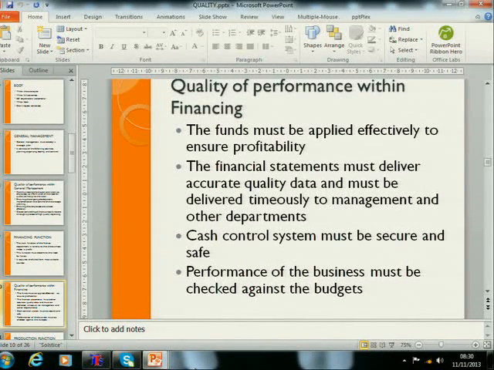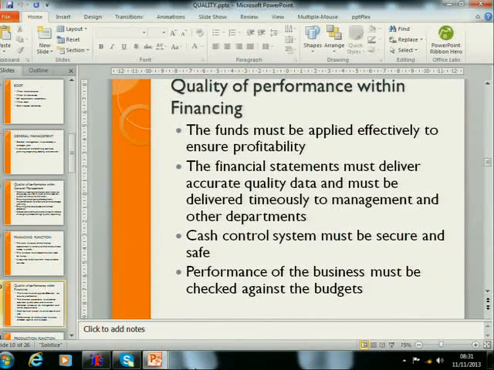Remember, the business is at stake here. The stakeholders are very interested in what happens in the business. So there must be profitability. If you always operate at a loss, then your business will go out of business very soon.